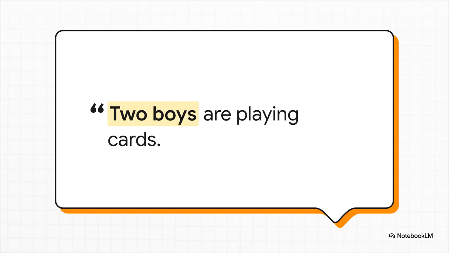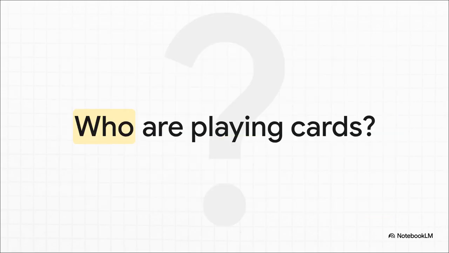All right, let's put it to the test with this sentence. The action here is our playing. So we can go ahead and use our first step. Who are playing cards? Well, that's easy. It's two boys. Okay, now for step 2. Does the verb are agree with two boys? You bet. Boys is plural and so is are. It's a perfect match. That confirms it. Two boys is our subject.